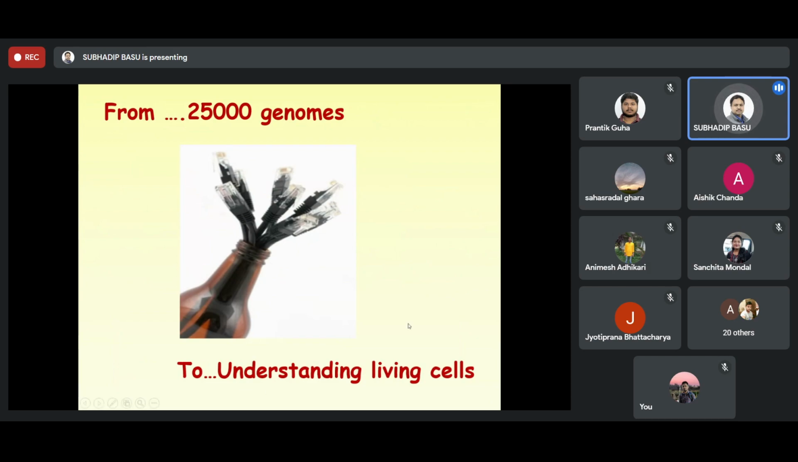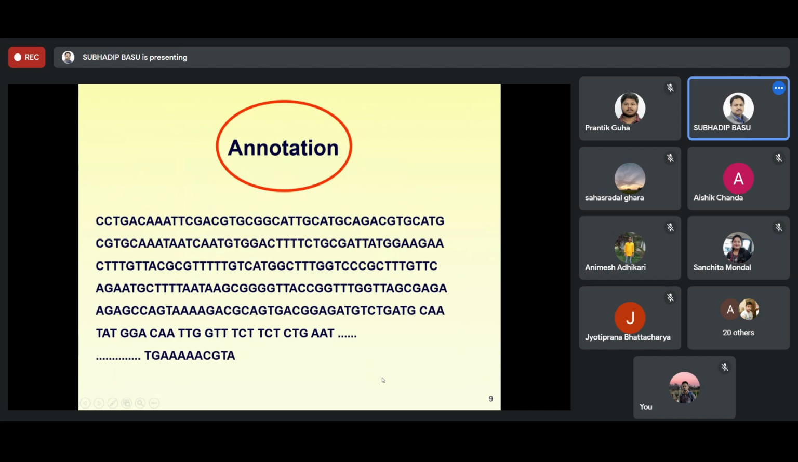So this is the major question, understanding the living cells. What do you mean by annotations? Annotations like these are our genetic annotations. A, C, T, G, A, C. So we'll have to see that these are actually different nucleotides.